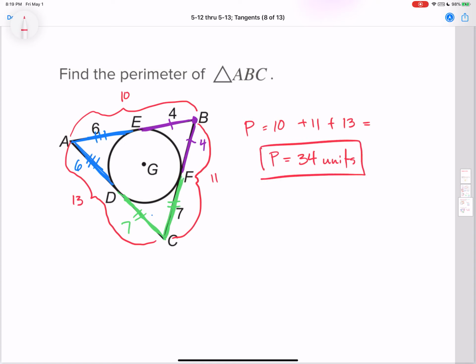All right, so that's what we need to know in terms of tangent lines and the point of tangency with a circle. I hope this helped out.